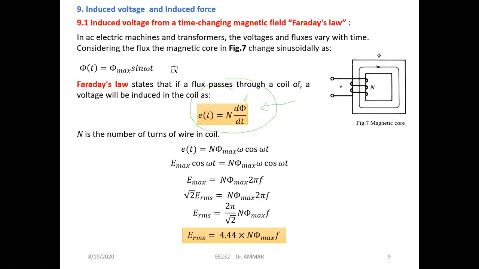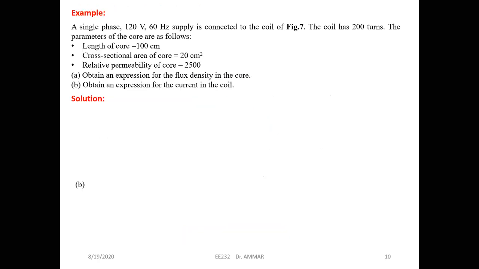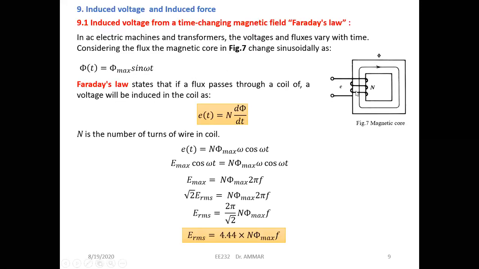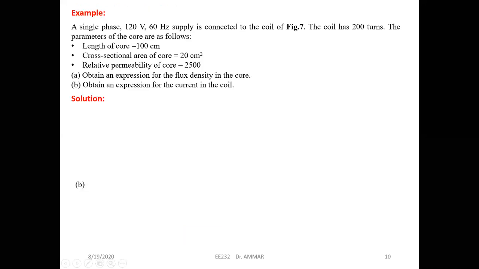Let's see another case. Firstly, the induced voltage from time change in magnetic field. The second case, but before passing to the second case, we have an example. A single phase 120 volt supply. We use the same magnetic circuit, shown in figure number 7. A single phase 120 volts power supply, 60 hertz, is connected to the coil as shown in figure number 7. The coil has 200 turns.